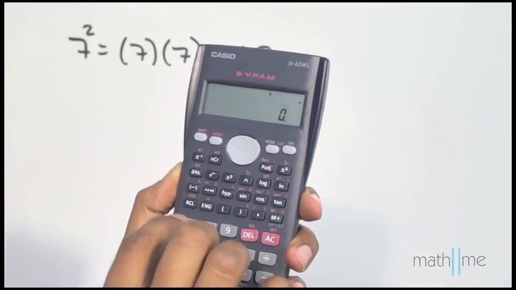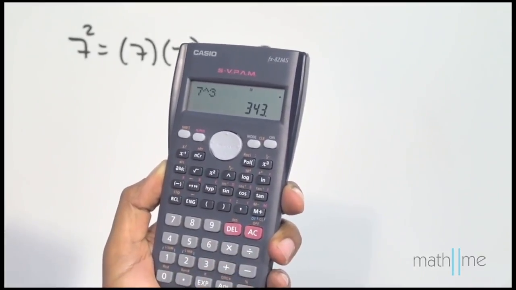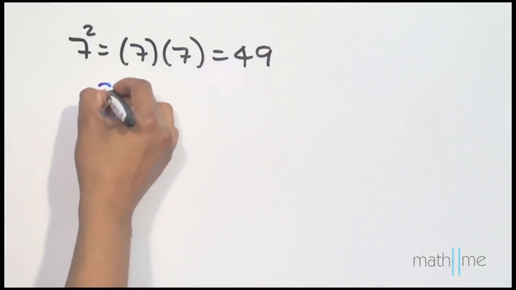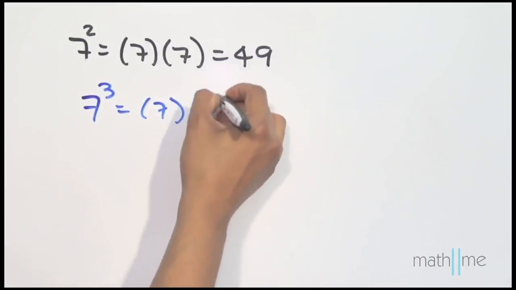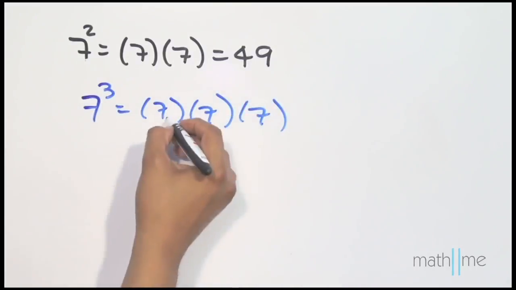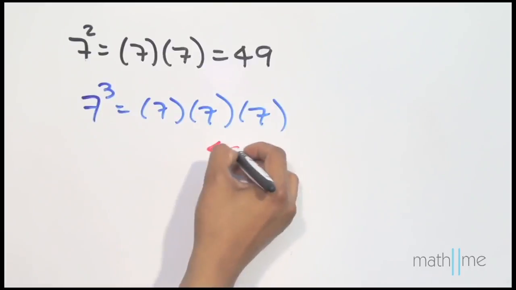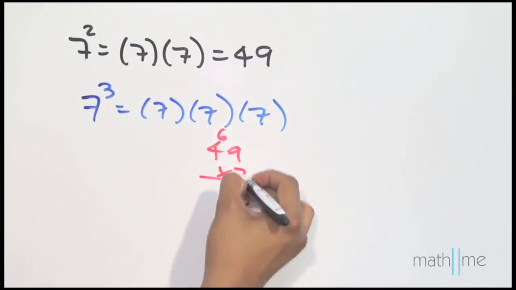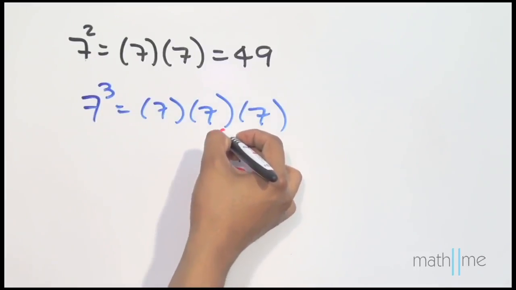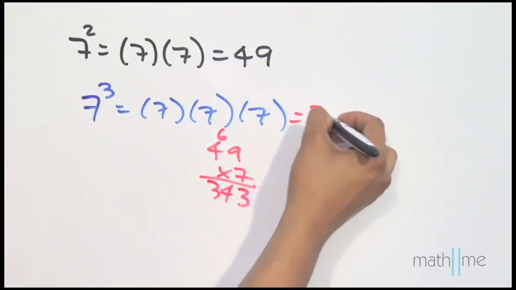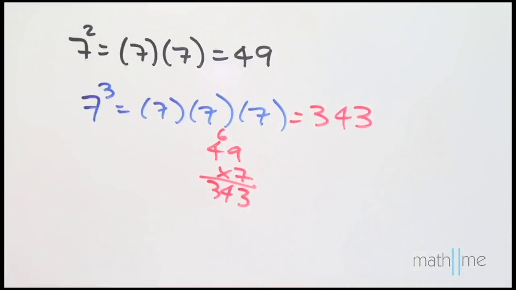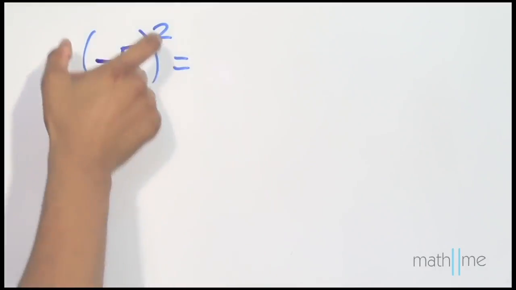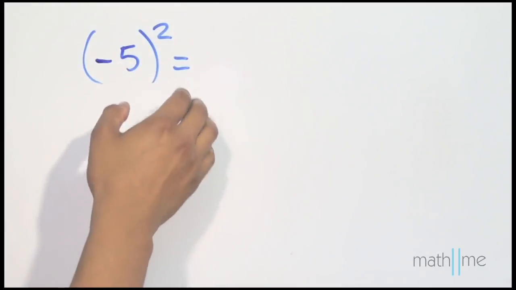Also, you can get the same result using the other buttons. Press 7 raised to the third power, and if we remember that 7 cubed is equal to 7 times 7 times 7, which is 7 times 7 equals 49, then 49 times 7: 7 times 9 equals 63, 7 times 4 equals 28, and I need to add the 6 to the product to get the final result, that is 343.